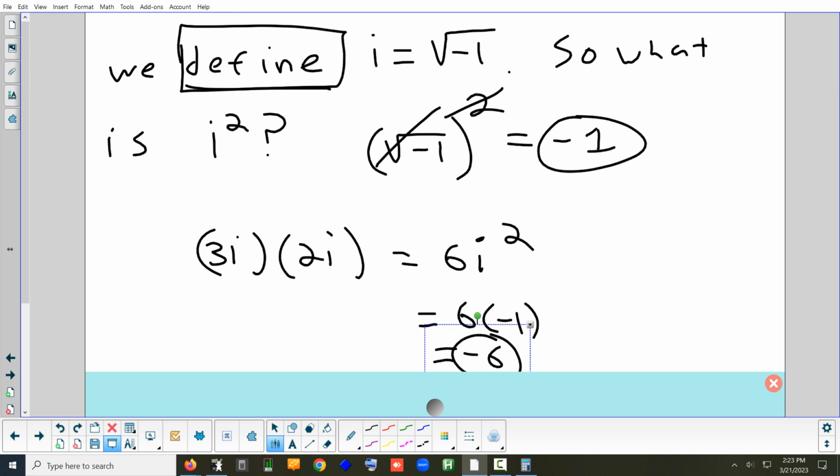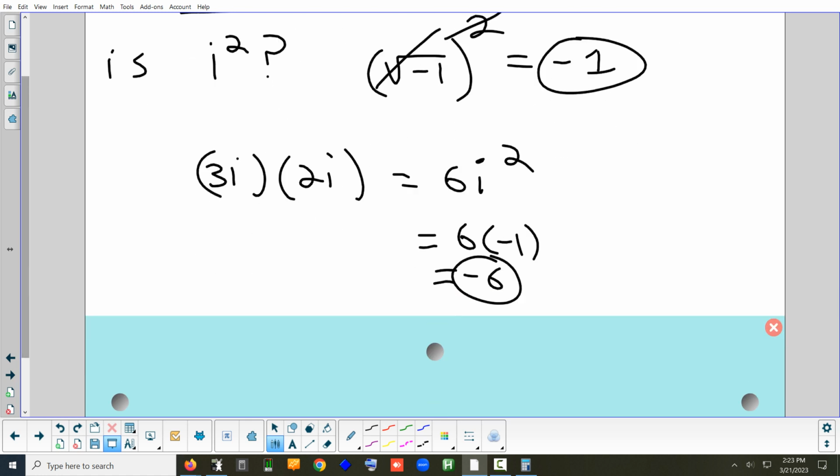So that's what we're going to look at more tomorrow. That i squared turns into negative 1. And we'll do that with multiplication and division. Okay. So any questions on that?